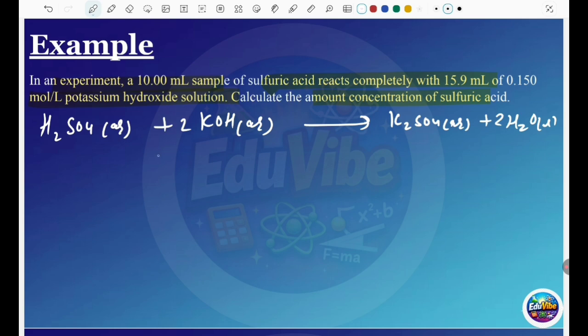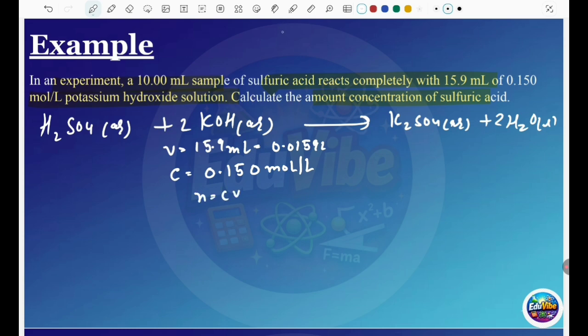In terms of KOH, we have the volume given, 15.9 mL, which is basically 0.0159 liters. You have to find it in liters. You are also given the concentration of 0.150 moles per liter. You can find the n from here, which is C times V. So n is equal to C times V. C we have 0.150 moles per liter, multiplied by 0.0159 liters.